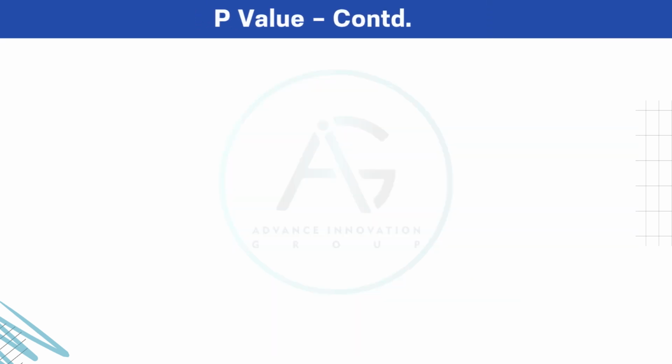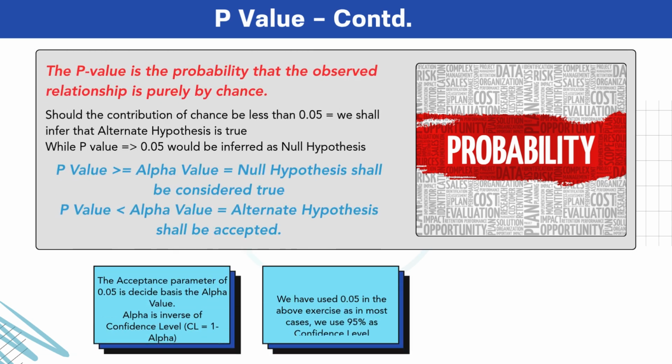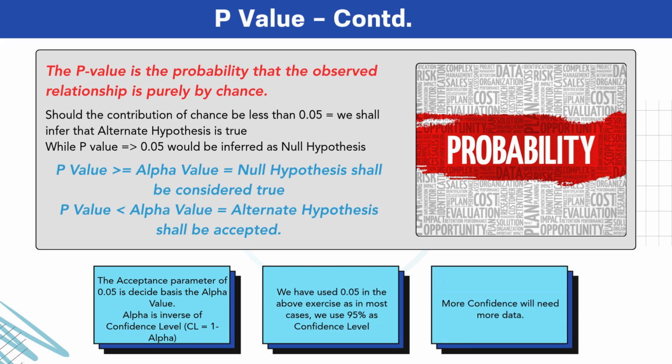Let's continue our discussion on the p-value, with a focus on how to interpret it during hypothesis testing. As mentioned before, the p-value is the probability that the observed result is due to chance, nothing more. This slide explains what we do with that p-value once we calculate it.